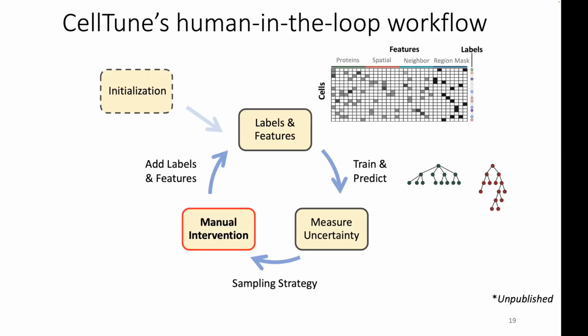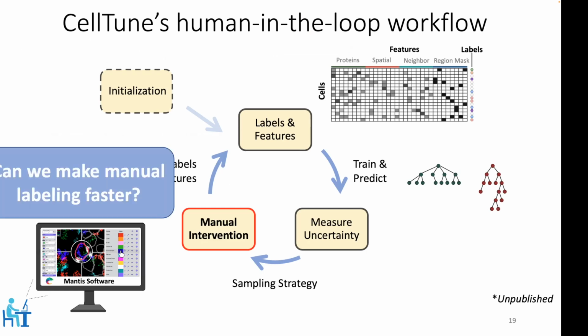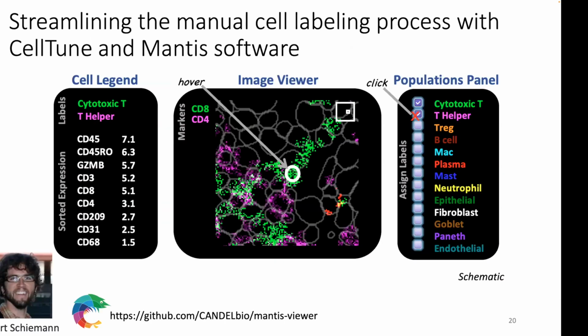And then you get to the manual intervention part, where a person has to actually sit and label the cells, and that's also not really trivial. So our question was, can we make this process faster as well? Because this was also taking a lot of time. We teamed up with the Parker Institute, and specifically Rob here, who is the main developer of the Mantis viewer. And we added a bunch of features to this so that it enables the user to label cells really efficiently. Now when you hover over a cell, you have a legend which will show you a sorted list of the markers and their expression.